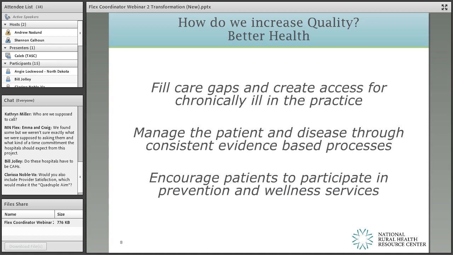How do we increase quality through better health? This is really focused outwardly towards the patient, and one of the first things that you want to do is be able to fill your care gaps and create access for chronically ill at the right time within the practice.